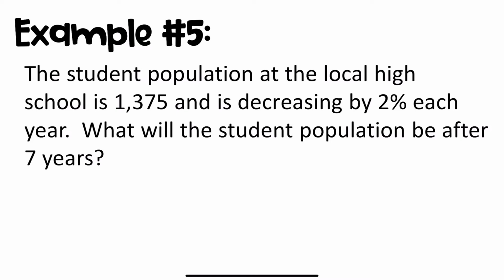Okay, getting my highlighter. I'm going to highlight all of the numbers. All right, now I got to figure out what's which. So, student population is 1,375. That is going to be my initial value, or my A. It is decreasing by 2% each year, so it's going down by this rate, R. And our time is going to be 7 years, so that will be our T.